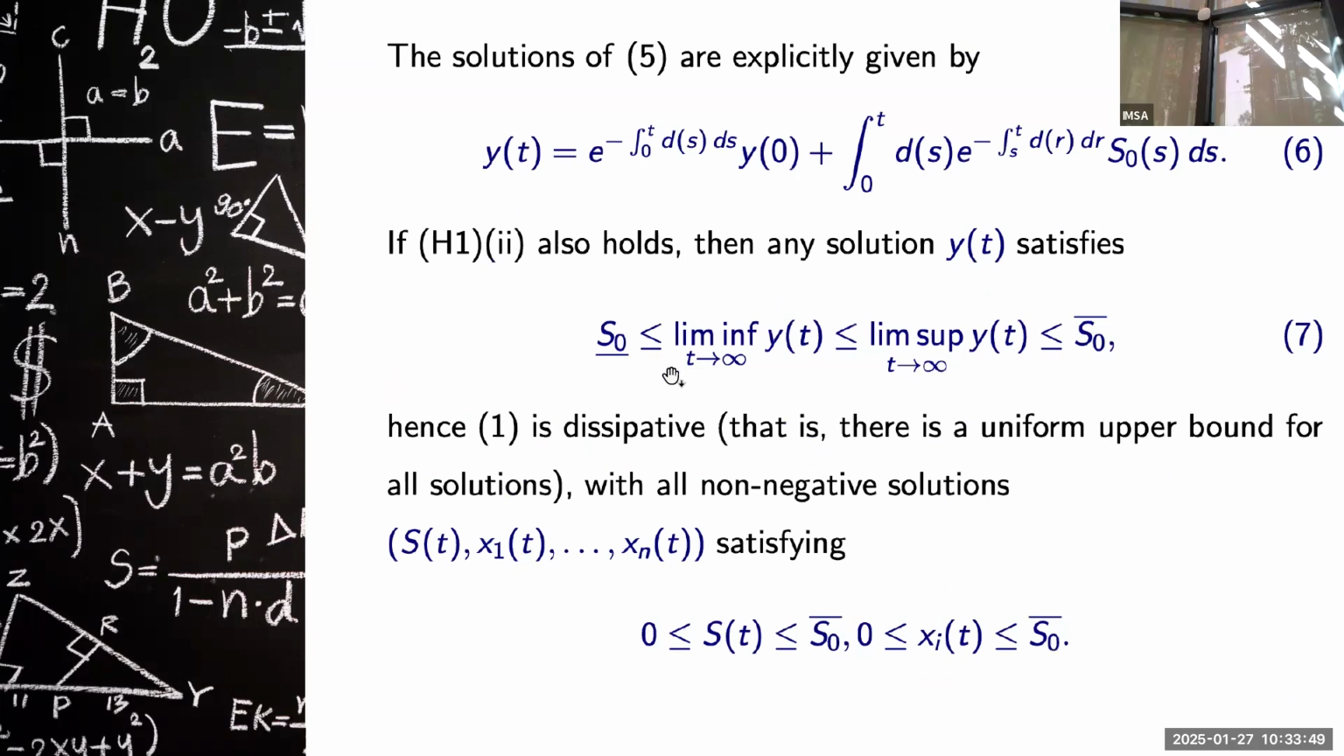And then using the hypothesis, we can find some upper bound and lower bound for our y. And then we will check that our system that we had before is dissipative, which means that there is a uniform upper bound for all solutions. So here we have this information. And also we have that for our non-negative solutions, for our case, S of t and x is the state variable of our problem.